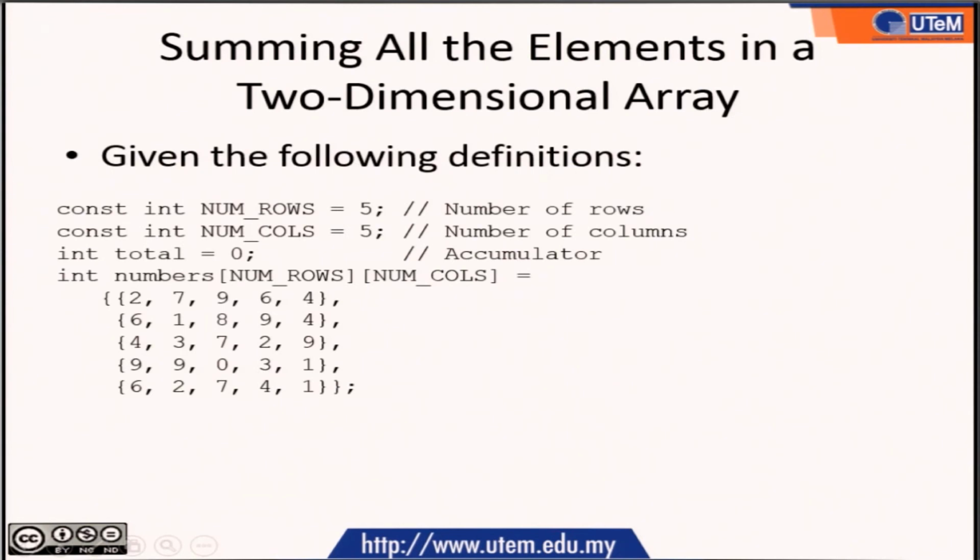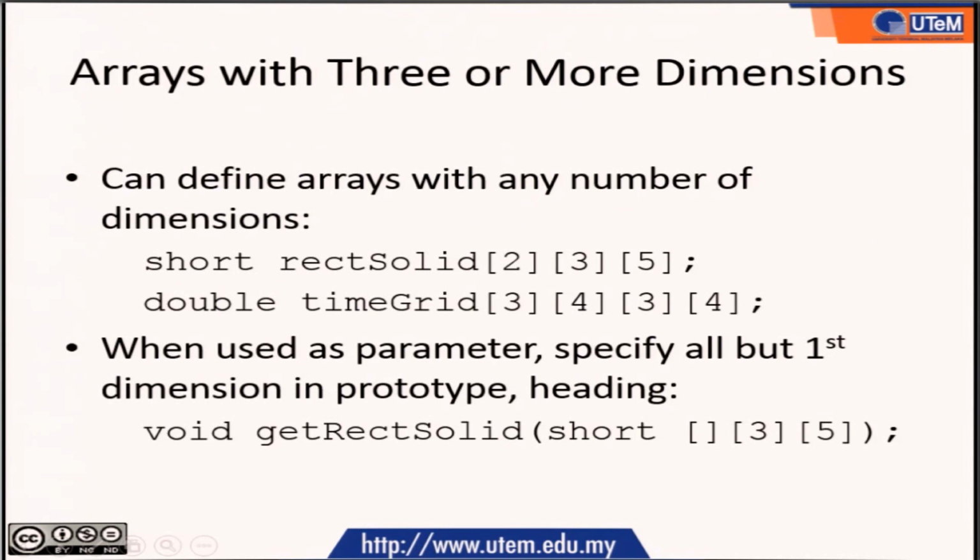To sum all of the elements in a two-dimensional array, it needs to be done by accessing each of the elements in the array itself. We can define our array with 3 or more dimensions. When we use an array as a parameter, we can specify all but the first dimension.